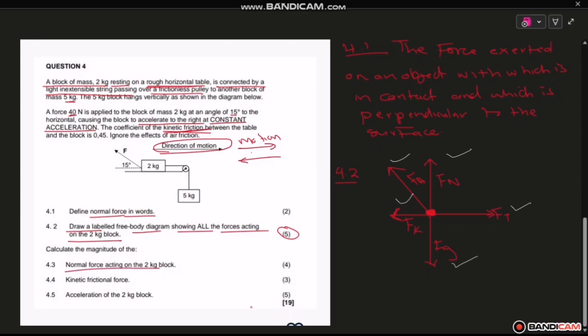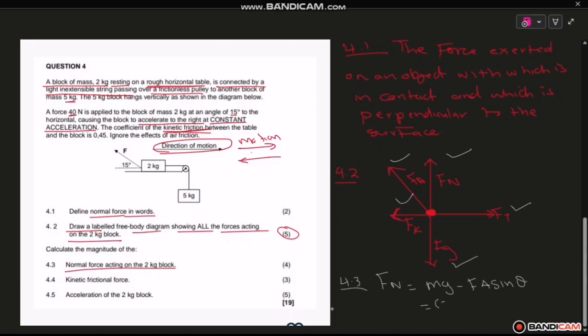Now they want us to calculate the normal force acting on the 2 kg block. If you watched my videos where I was explaining Newton's laws and all the formulas, you will know that this is the formula that we're going to use. We have 3 formulas, and this is the one you're going to use here. Because of the scenario you're having, it will be mg minus Fa sine theta. If you don't understand this, go to the second part of Newton's laws, where I was explaining all of this.